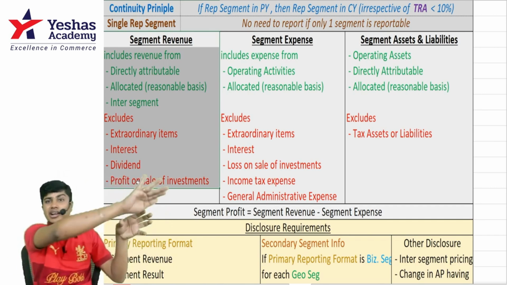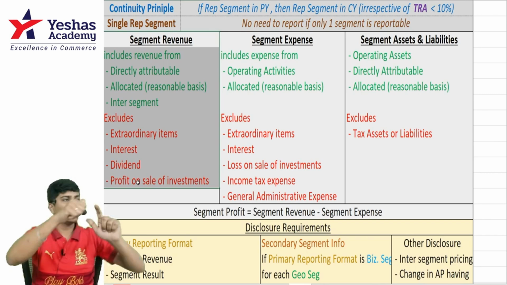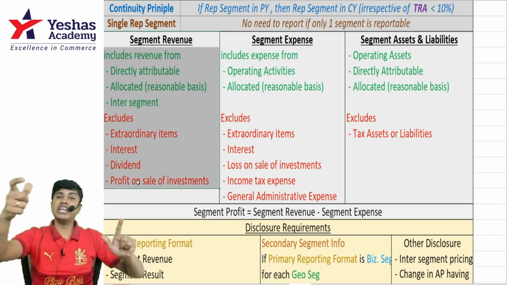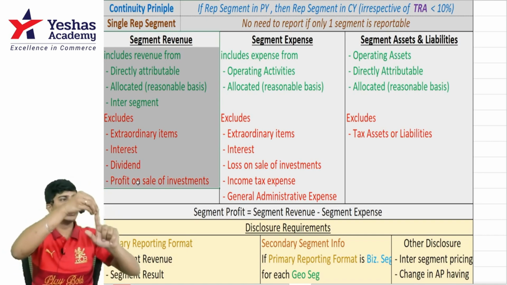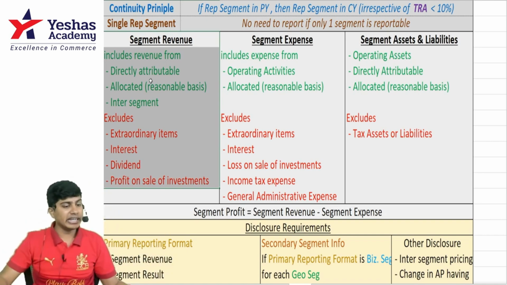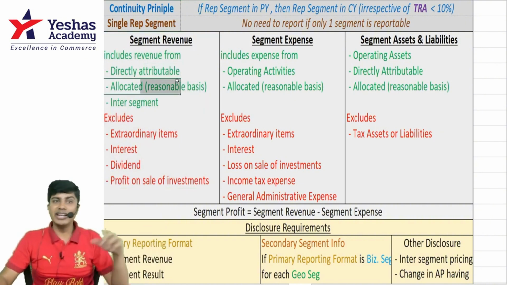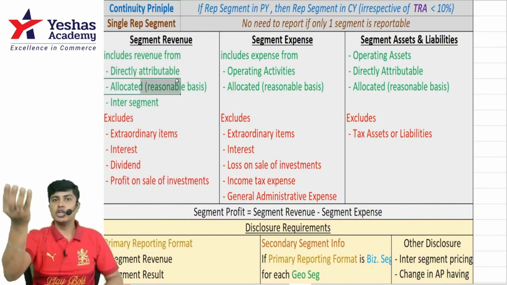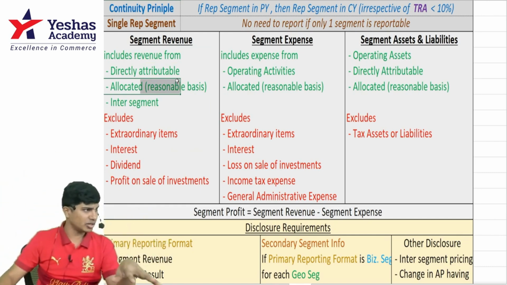In that, I can allocate a little to all the segments. Or idli sold will be idli segment. Dosa sold will be dosa segment. Mini tiffin sold, that mini tiffin revenue can be allocated a little to idli and a little to dosa. So directly attributable revenue is directly sold, and allocable is also included. Then inter-segment revenue: idli segment sold idli batter to dosa segment. That is internal sales. That is also included.